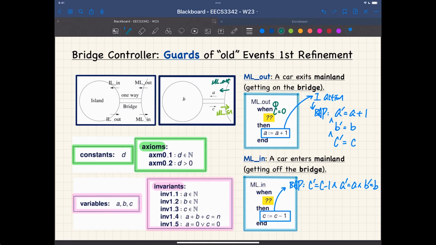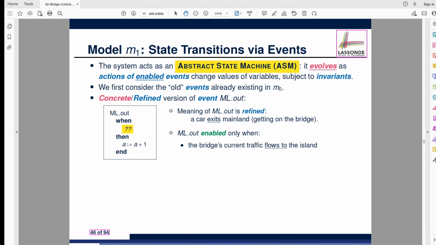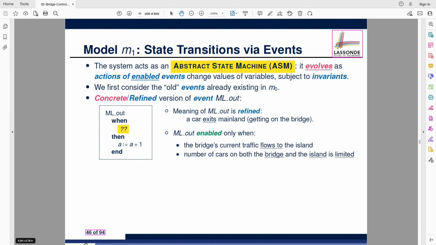Why don't I give everybody some hints and then you can go from there. Okay, why don't we do that? Oh, you also got some answer, right? Hold that. I know you guys are keen to try. Okay, the second one here: the number of cars on the bridge or on the island is somehow limited. What does that mean?